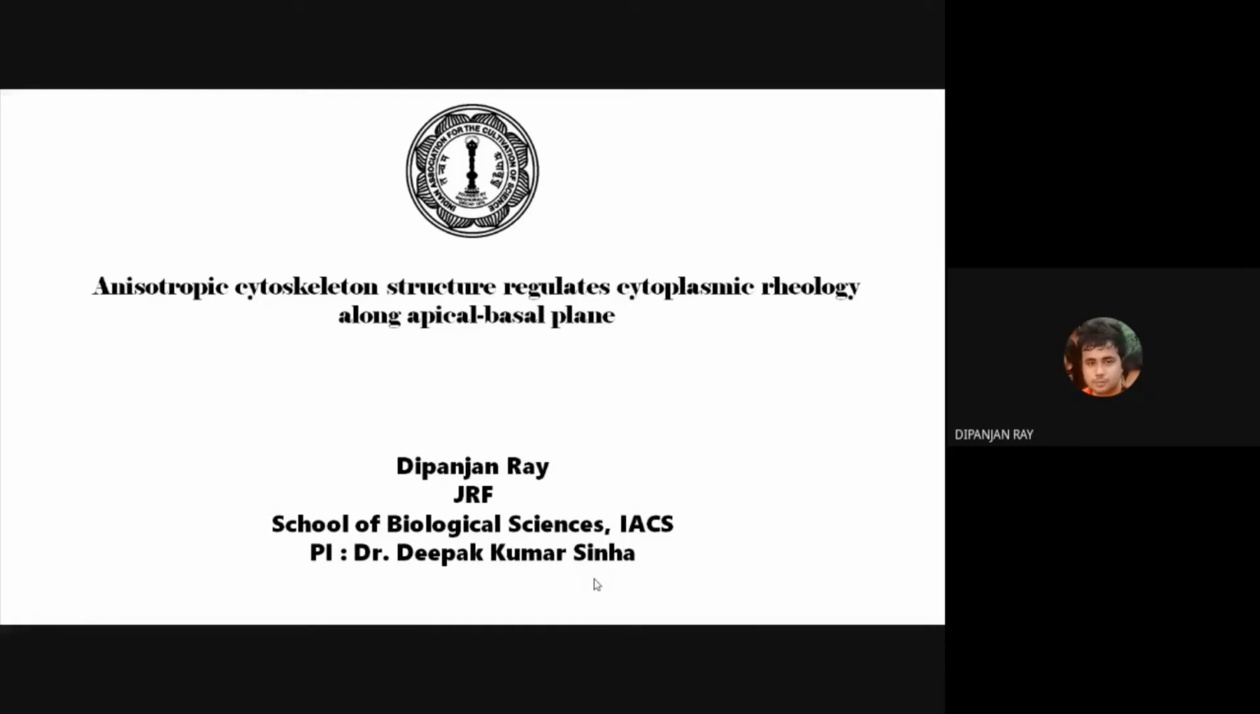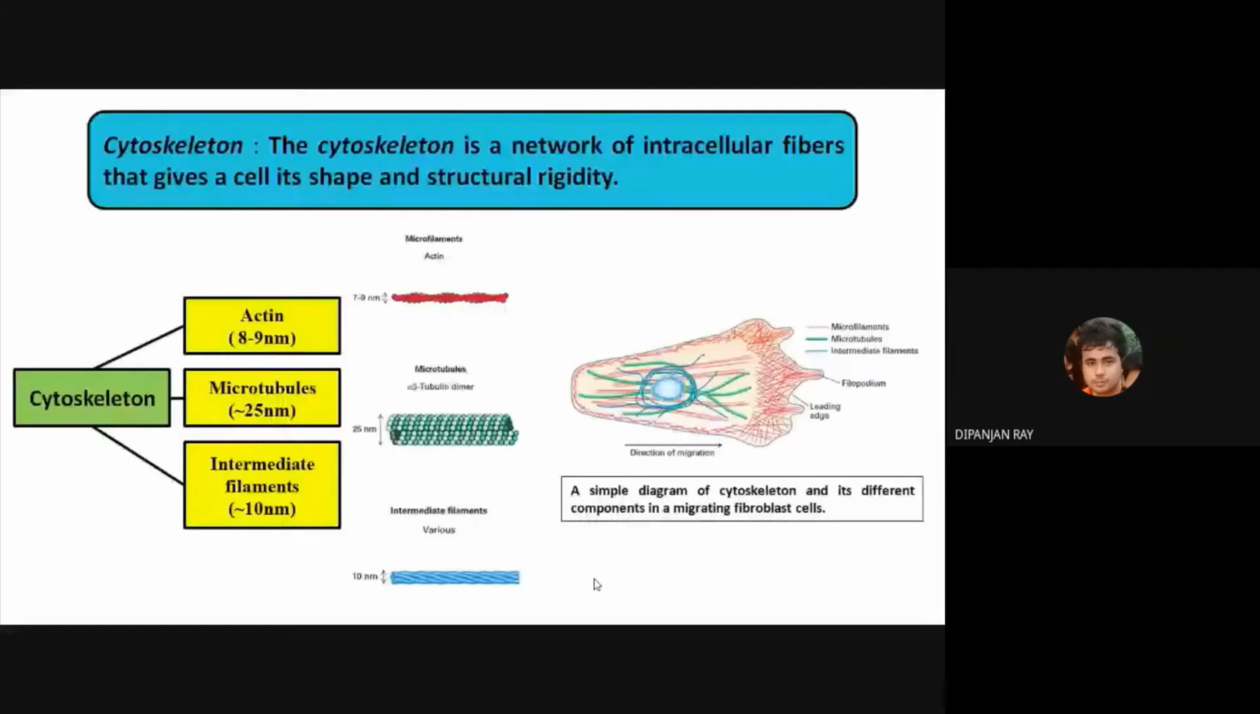So good afternoon, everyone. This is Dipanjan, and the topic on which I'm going to deliver a talk today is anisotropic cytoskeleton structure regulates cytoplasmic physiology along apical basal plane. The whole topic can be divided into two parts. In the first part, I will talk about the cytoskeletal filaments such as actin and vimentin and their differential distribution in different planes of a cell. In the second part, I will talk about the cellular rheological properties in different planes. And at last, I will try to correlate these two data.